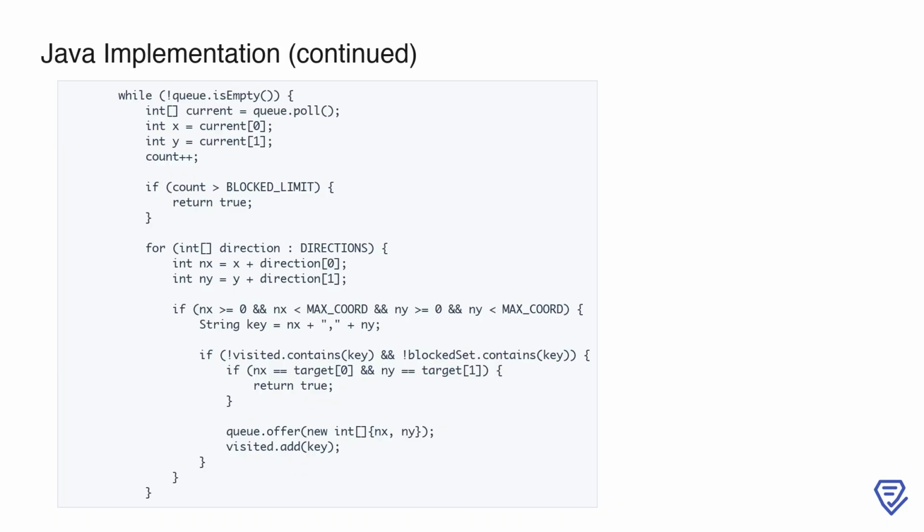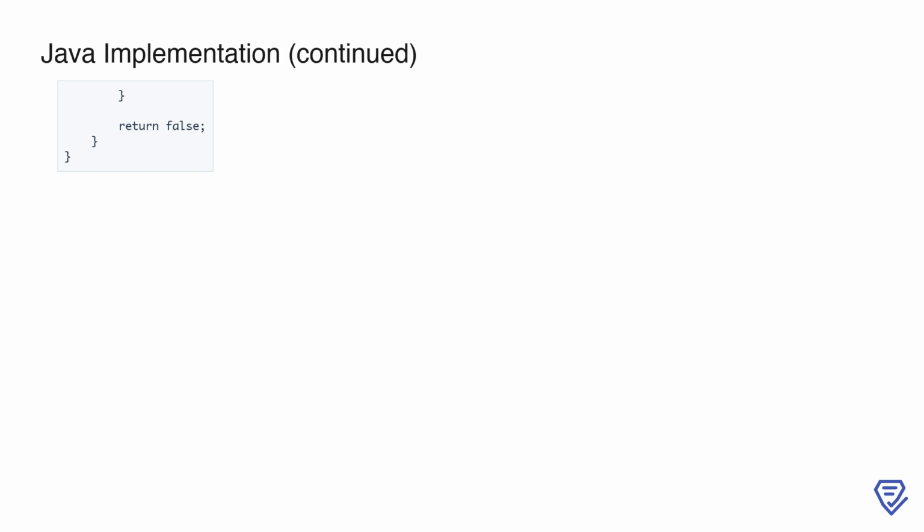For each cell, we attempt to move in all 4 directions using the directions array. The next position, defined as nx, ny, is validated to ensure it lies within the grid boundaries. We then construct a unique key for the position and check if it has already been visited or is blocked. If not, and if the position matches the target, we can return true immediately. Otherwise, we add the position to the queue and mark it as visited. Finally, once the BFS loop ends, if we haven't been able to reach the target and the blocked_limit condition wasn't satisfied, we return false. This indicates that the target is inaccessible due to the blocked cells completely enclosing the area. This complementary check ensures that both the source and target are reachable under the given constraints.